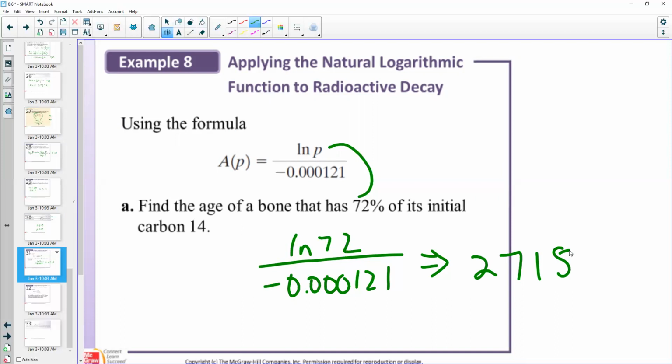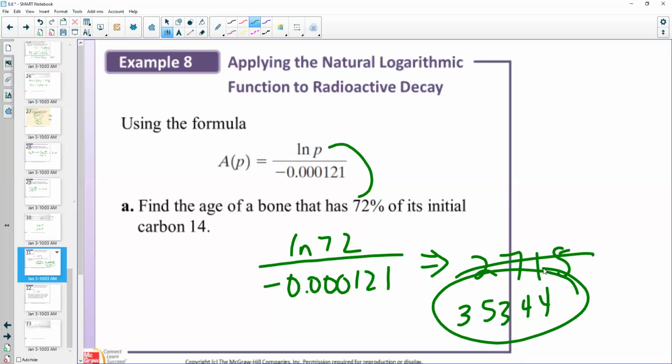ln of 72. Okay, I'm going to divide that answer by negative 0.000121. I get a crazy answer. That's not the answer I get. I get 35,344. Okay, so that's the age. It's a lot of age. Let's see if I did something wrong here. I don't think I did though. Okay.